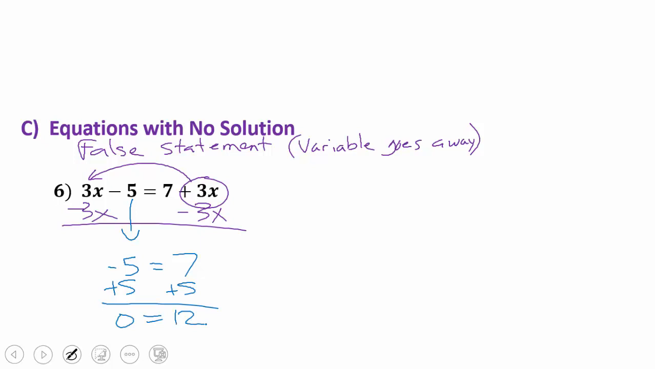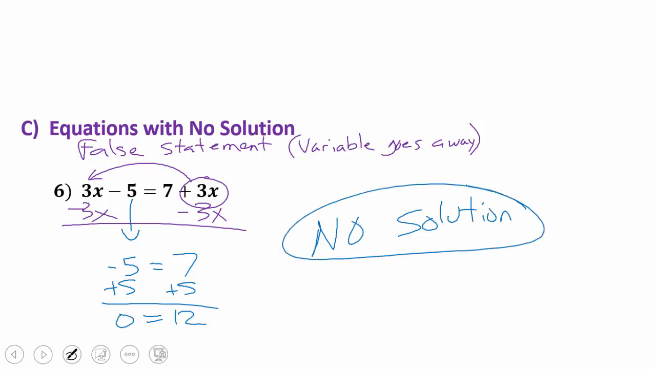There is no solution to this equation. Absolutely not. That's not a decimal, it's not a fraction, it's nothing. Because we have no variable left. The variable went away, leaving us with a false statement. -5 equals 7 is not true.